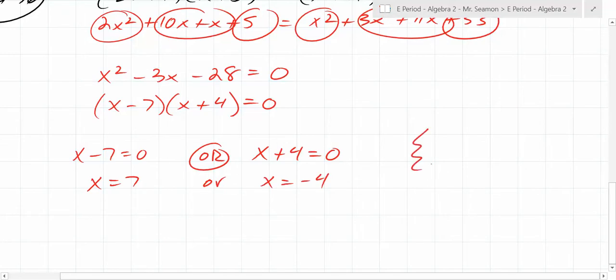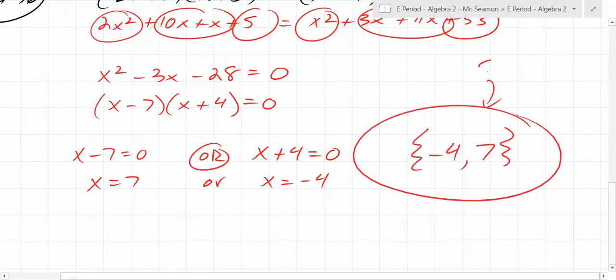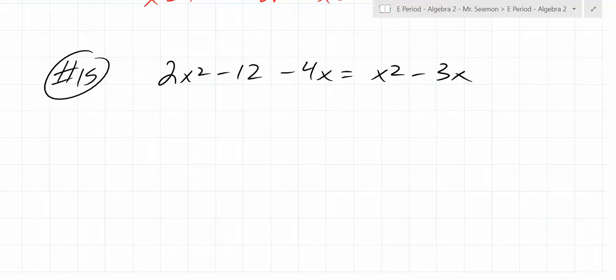So when you're done, you write it as negative 4 comma 7 with those brackets like that. This means a set right there. The set of those two numbers. Those two numbers right there. All of these. Standard form. Put it in standard form.